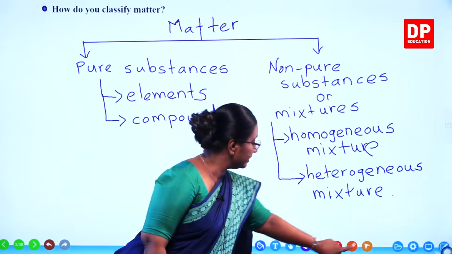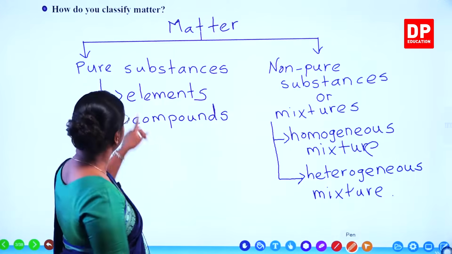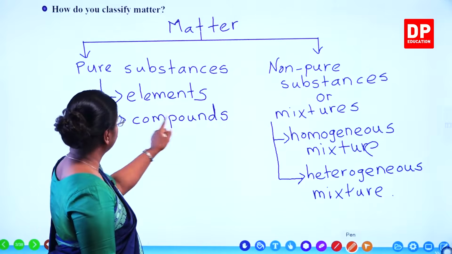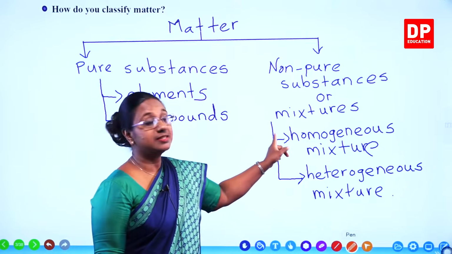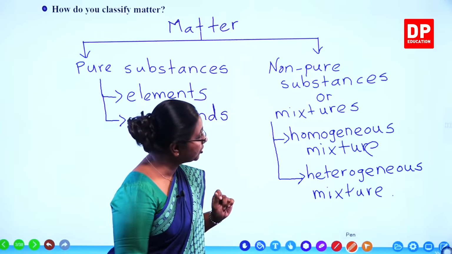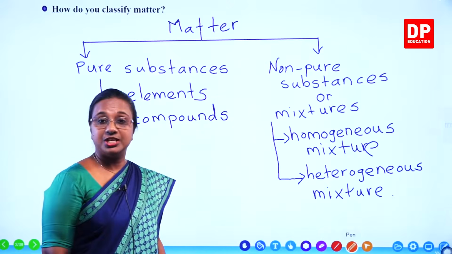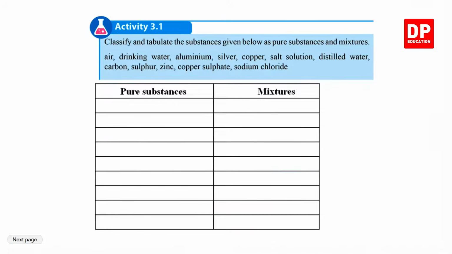So matter is divided as pure substances and non-pure substances, and under pure substances we have elements and compounds, and under non-pure substances, which are known as mixtures, we will be looking at homogeneous mixtures and heterogeneous mixtures. So with that, I will move on to the next slide.